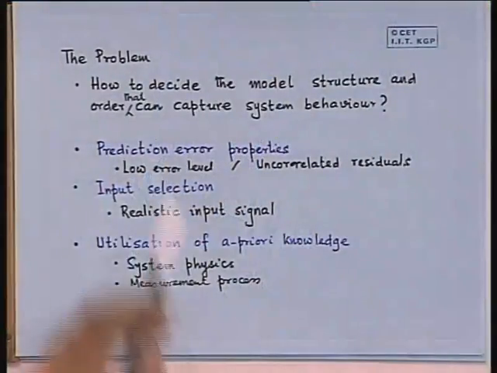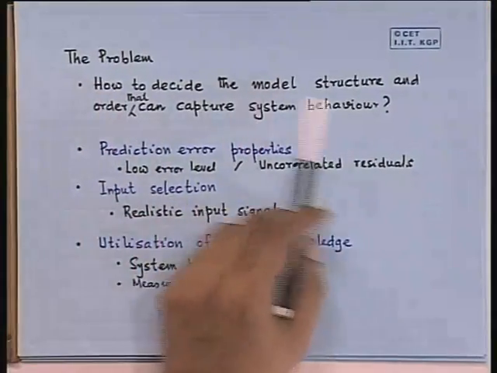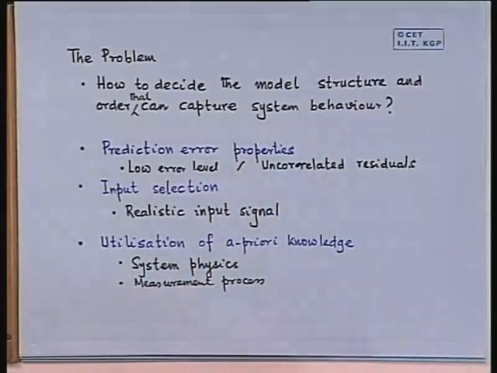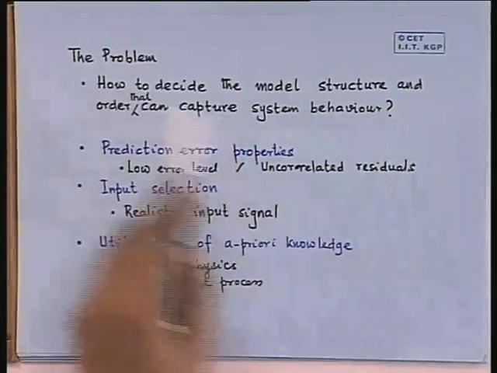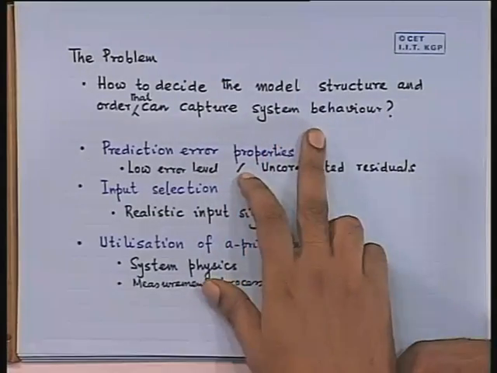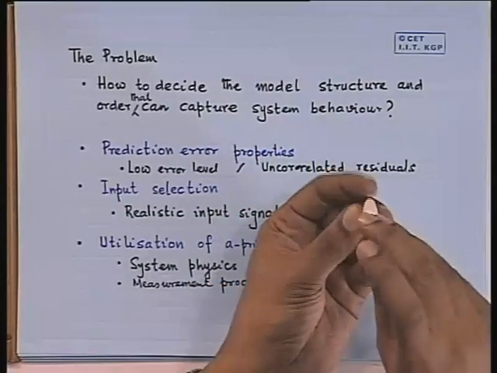So coming to that, basically the problem is how to decide the model structure and order that can capture system behavior. This is a rather qualitative statement, but what it tries to say is that it should be able to capture the system behavior good enough. What do I mean by good enough?